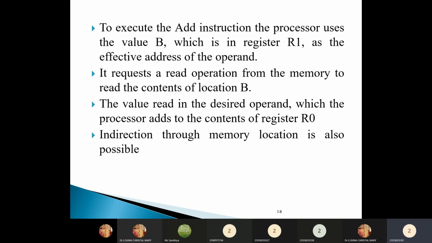And we have the expression EA equals X plus Ri. X is a constant value, which is an offset or displacement. Ri is the name of the register, basically, which holds a memory location. So hope you understand this example. Let's move on to the next slide.